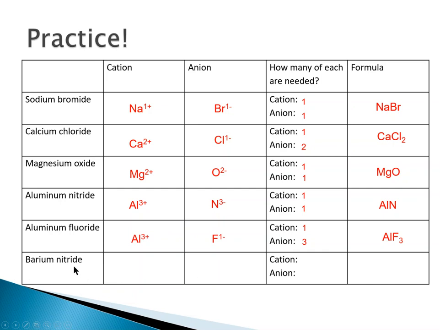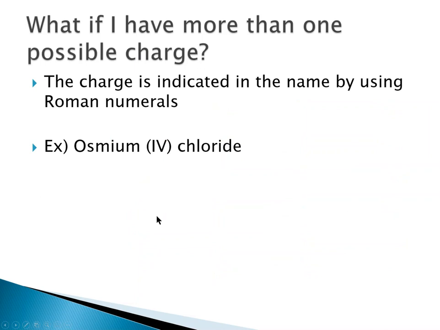And finally, barium nitride. Barium is in group 2, so it's 2+, and nitrogen in group 15 is 3-. So just like with the example on the previous slide, I need 3 barium ions and 2 nitride ions to make the formula, which is Ba3N2.